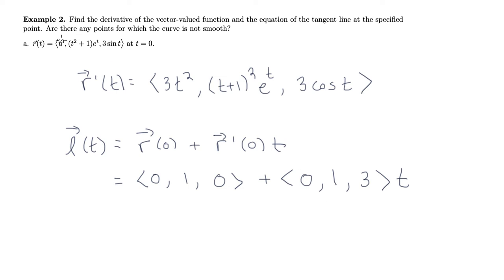And then, are there any points for which the curve is not smooth? Well, we're looking for t-values for which the derivative is either undefined or 0, and we see that there are no such points. So actually r of t will be smooth for all t.